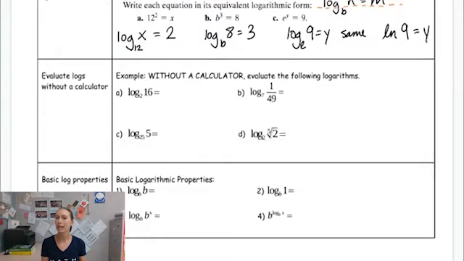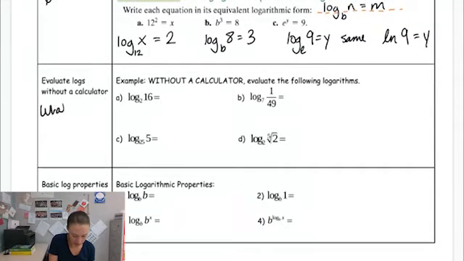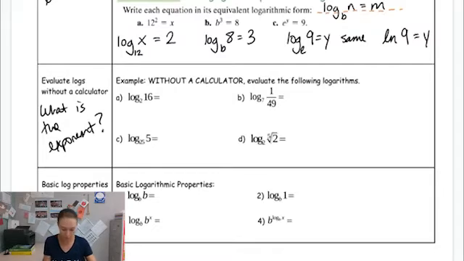So we've practiced writing it from one form to the other, and it's really important that you practice that a lot and really get comfortable with going in between forms. So without a calculator, what is the log base 2 of 16? So remember, I'm asking you, what is the exponent? That's what I'm asking you. So if my base is 2, what is my exponent so that I get 16?